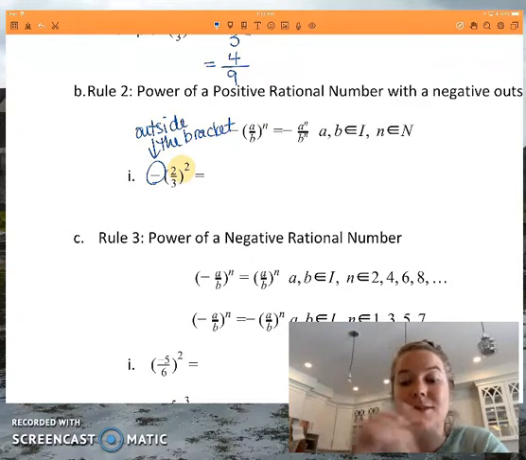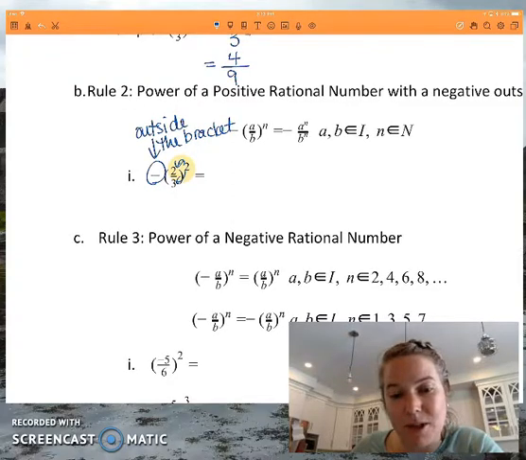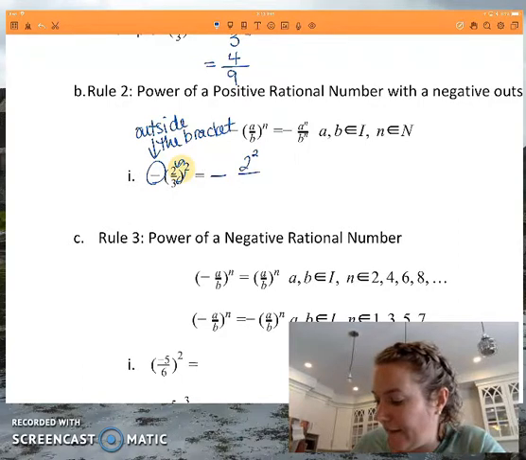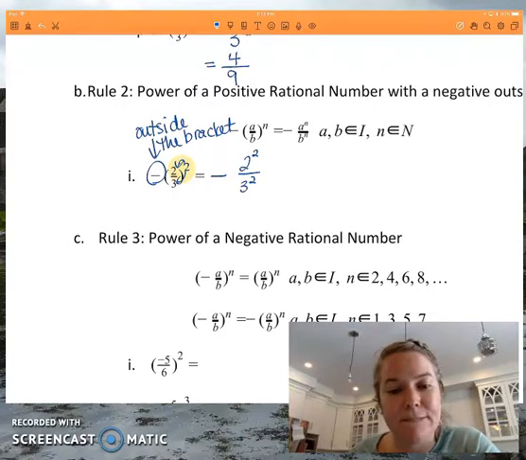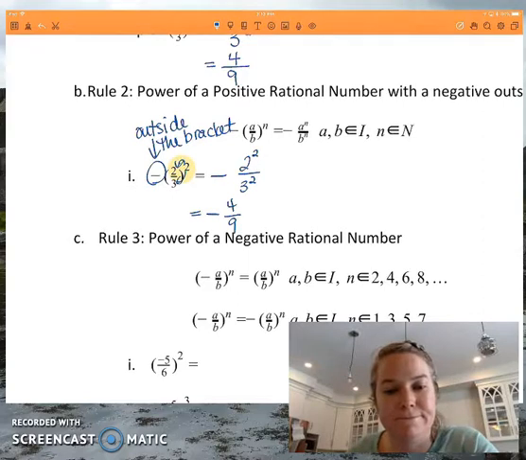So we're going to treat this exactly like we treated the first one. We're going to say that 2 applies to both the numerator and to the denominator, and that negative is just going to stay there. It's not changed by the exponent at all. So we get negative 4 over 9. Because the negative was outside of the bracket, it's not affected.